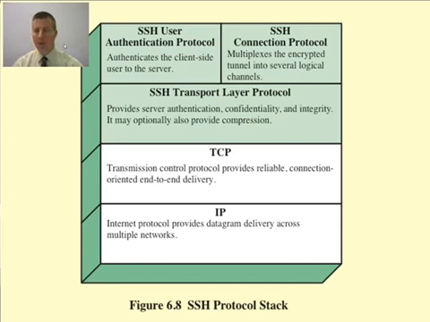Here is the protocol stack for SSH. So we have the user authentication protocol, which authenticates the client side user to the server. The connection protocol multiplexes the encrypted tunnel into several logical channels. And then we have the SSH transport layer protocol, which provides server authentication, confidentiality, and integrity. We've learned all three of those words already throughout this course. It may also optionally provide compression. It's built over TCP and IP, so you can see where it's running in the protocol stack. SSH is typically at layer 6 or 7, the presentation layer or the application layer.